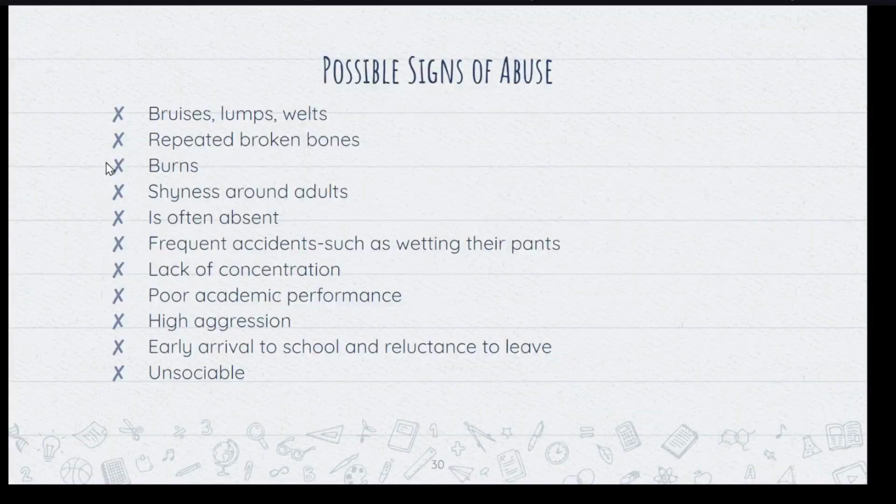Moving on, some possible signs of abuse. So there's a couple signs of abuse that you could see. There's bruises, lumps, welts, repeated broken bones, burns, a shyness around adults, being often absent, frequent accidents such as wetting their pants, a lack of concentration, some poor academic performance, high aggression, an early arrival to school and a reluctance to leave, and just being unsociable.